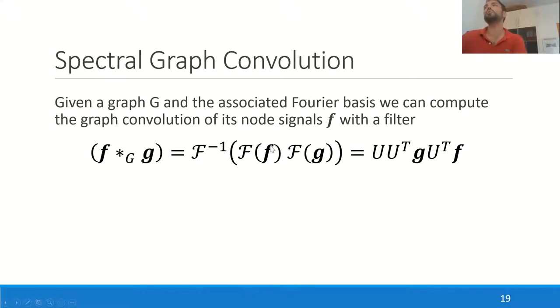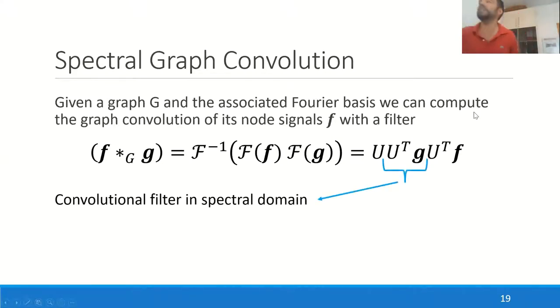Since I don't know, for the time being, how to compute this in the spatial domain, I use the classical Fourier trick. I Fourier transform the first signal, I Fourier transform the second signal, the filter, and then I invert the Fourier transform. In the graph, this Fourier transform is just provided by the U^T matrix. The second Fourier transform is again the U^T matrix, and the inversion of the Fourier transform is just the transpose of the U^T matrix, so U. So performing this Fourier transformation times Fourier transformation and going back to the spatial domain basically transforms into these vector to matrix multiplications that we see on the right hand side.